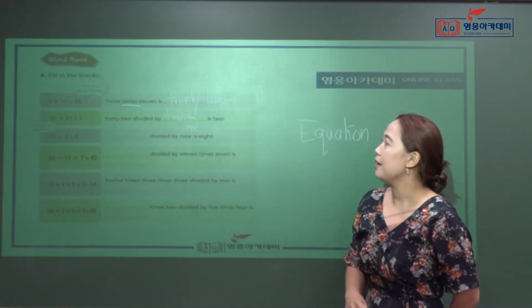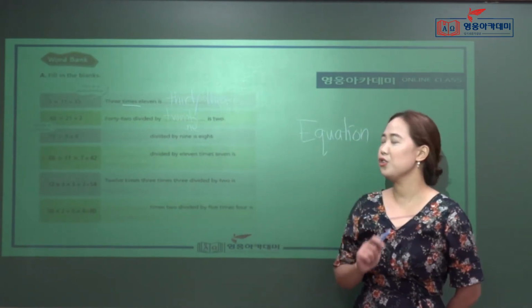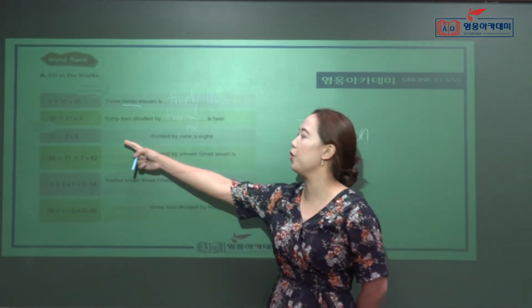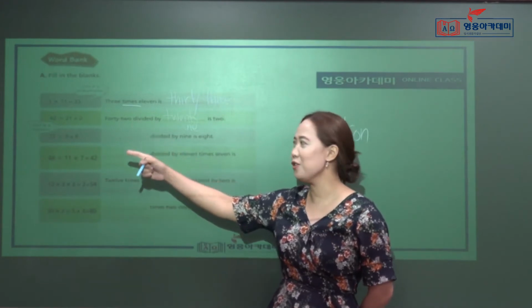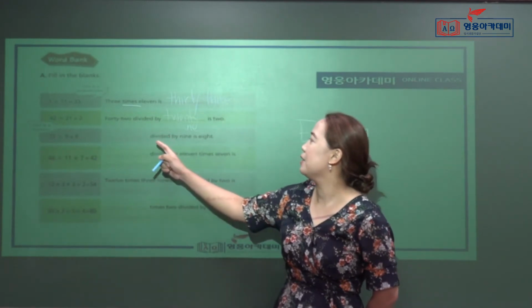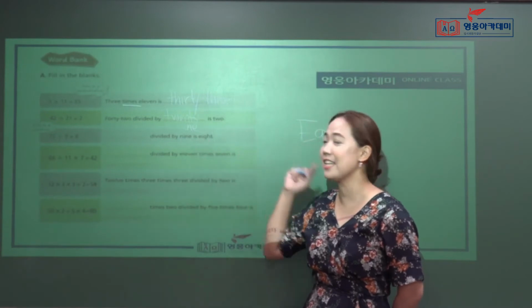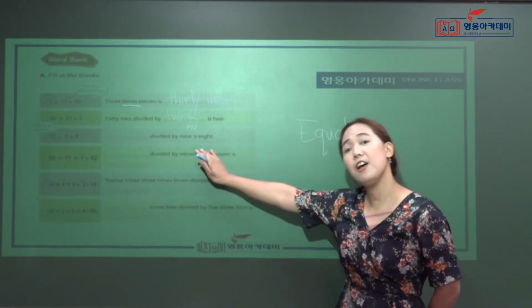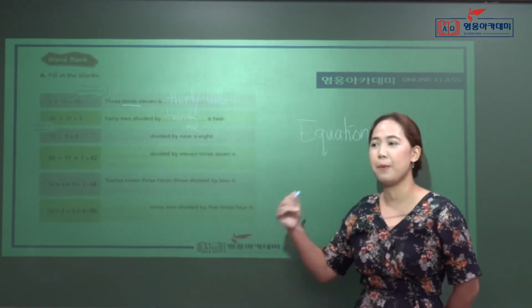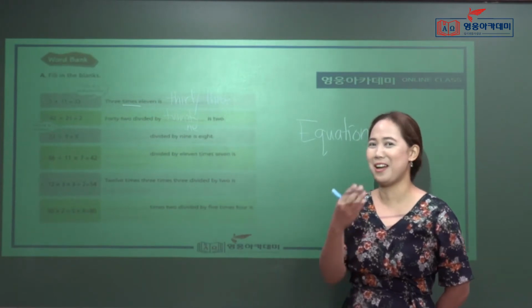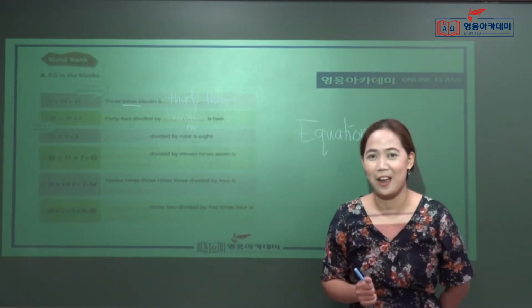42 divided by 21 is 2. Okay, how about for this one? 72. 72 divided by 9 is 8. Good. I'm not going to write the answers here anymore, but I hope that you are writing your answers right now, even if you're at home.